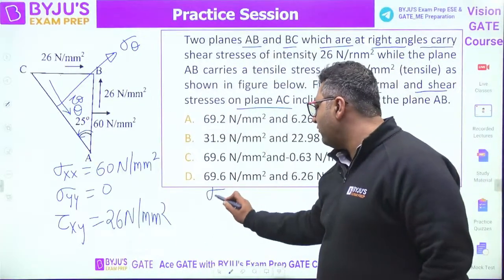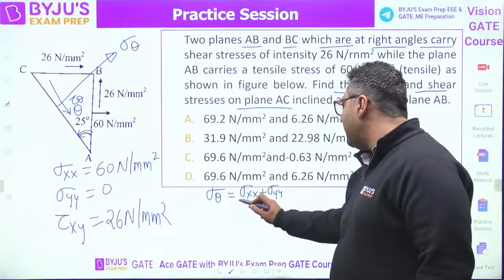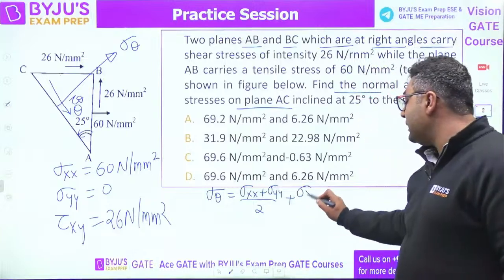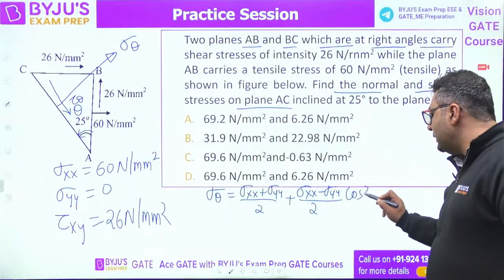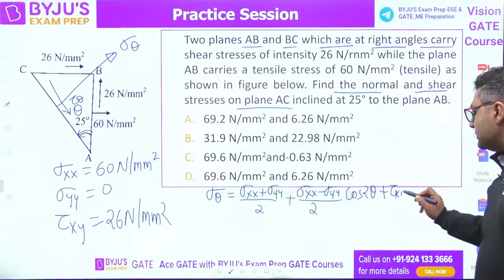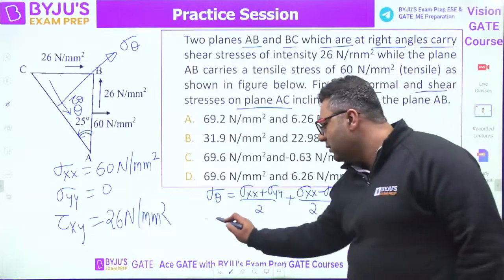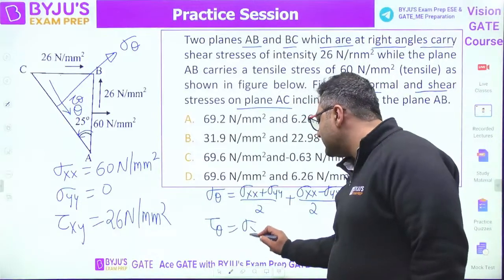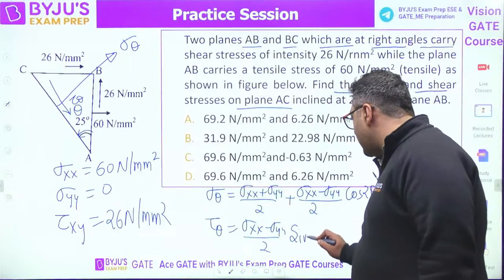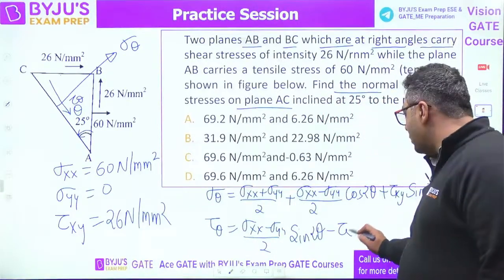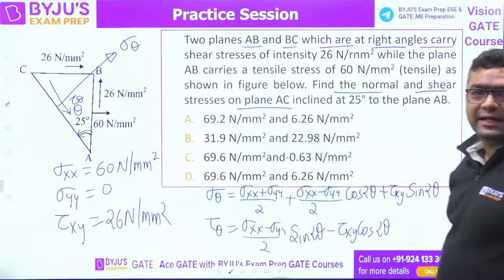Everybody remember the formula. Sigma theta was sigma xx plus sigma yy by 2, plus sigma xx minus sigma yy divided by 2 cos 2 theta, plus tau xy sin 2 theta. Just apply the formula, you will get sigma theta. Tau theta was sigma xx minus sigma yy by 2 sin 2 theta, minus tau xy cos 2 theta. So just put the values and get the answer, guys.